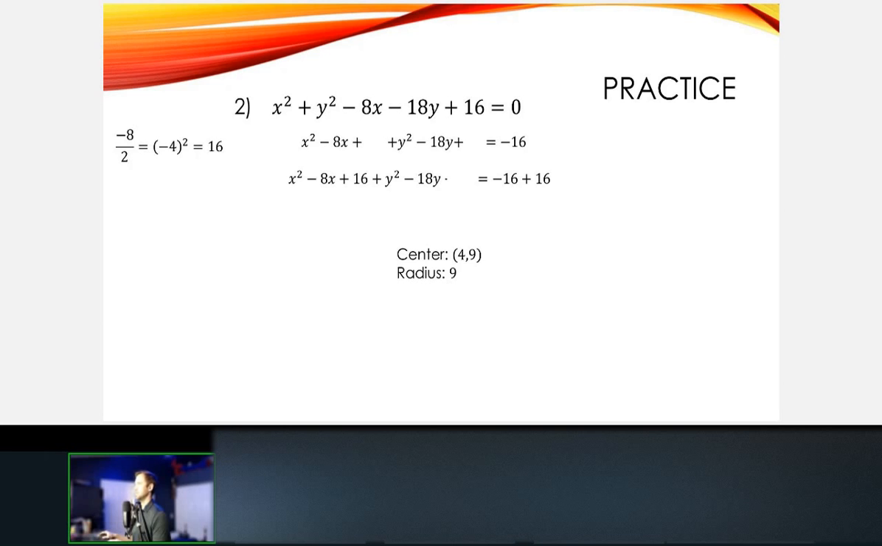And we're going to take that -18. We're going to cut that in half. We're going to square it. We get 81. We'll add 81 to both sides. -16 plus 16 plus 81 is 81. And then we factor our polynomials, the x's and the y's. So we get x minus 4 quantity squared, and then we get y minus 9 quantity squared.